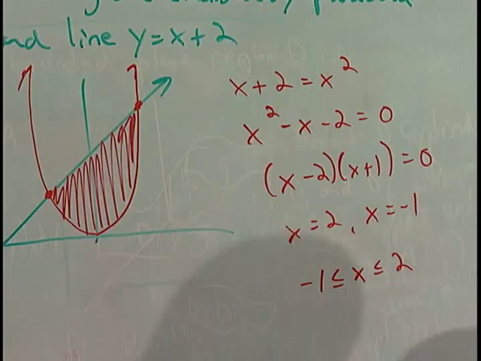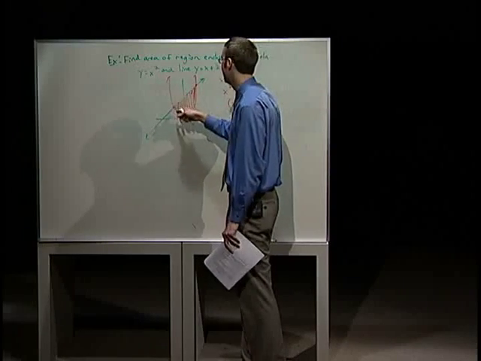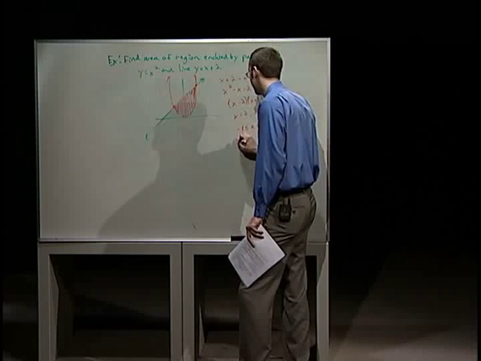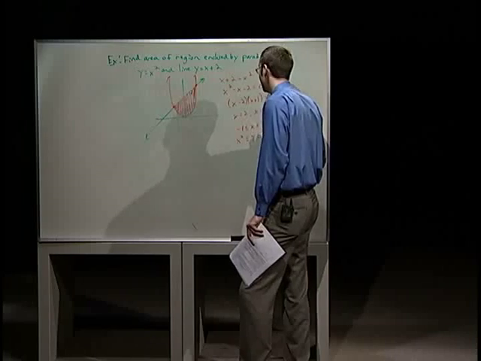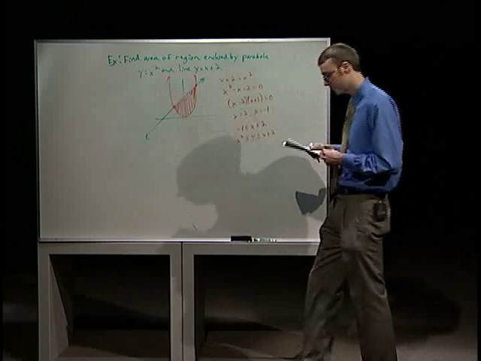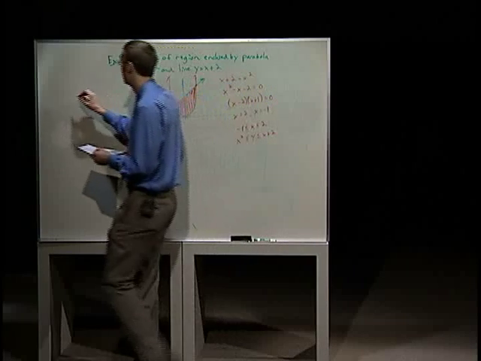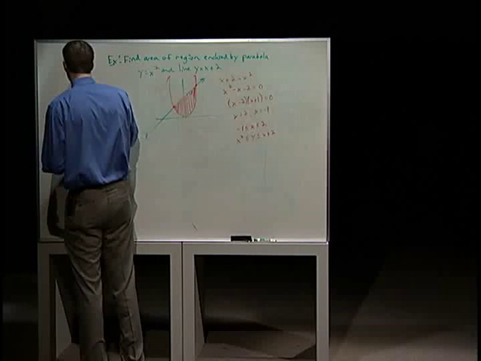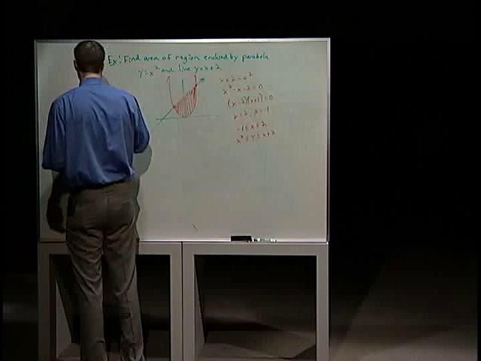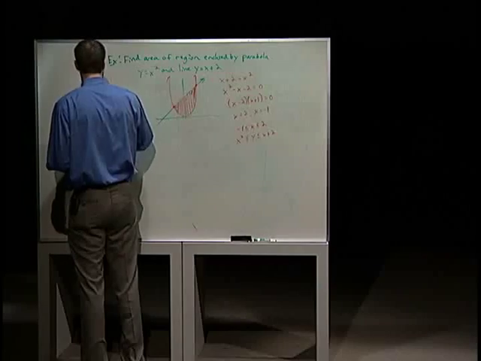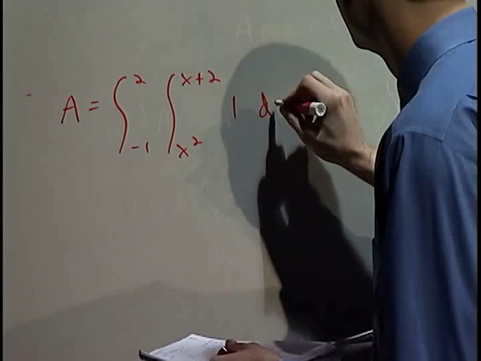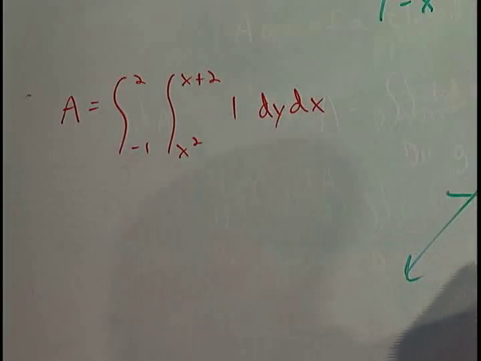Okay? And the y region, well, the top curve is the line, the bottom curve is the parabola. So our y is bounded between x squared and x plus 2, right? So our area integral, integrate with respect to y first. So we have -1 to 2 for x limits, the y limits x squared and x plus 2. We're integrating 1 with respect first to y, then with respect to x. Everything look good there? Yeah, okay.